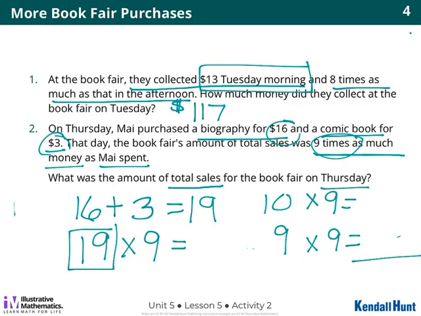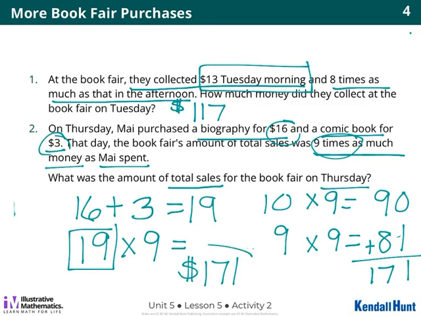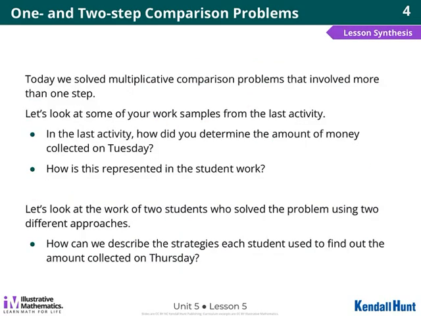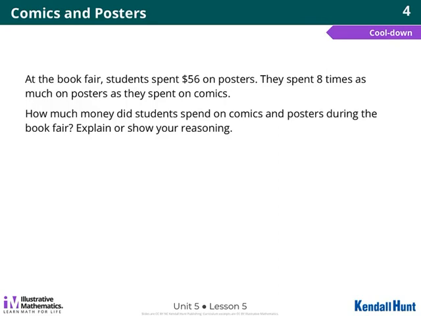So, guys on the carpet, what's 10 times 9? 90. And what is 9 times 9? 81. Then I just need to add. So what's 0 plus 1? 1. What's 9 plus 8? 17. What's my answer? 171. They made $171. All right. That was also our synthesis. Okay. Go ahead. I want you to go do your cool down.